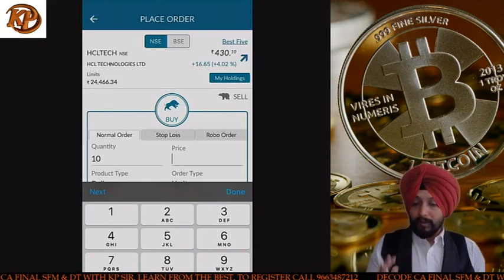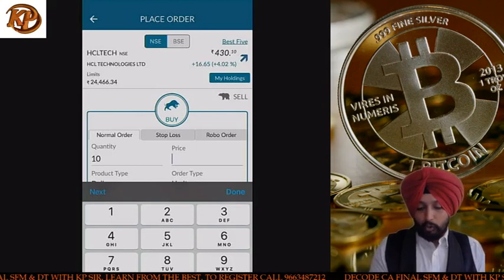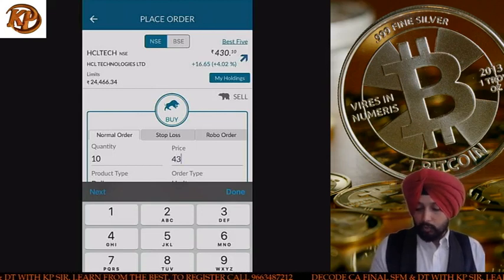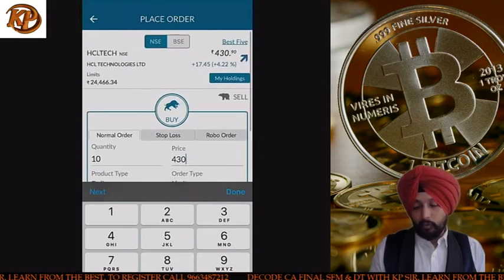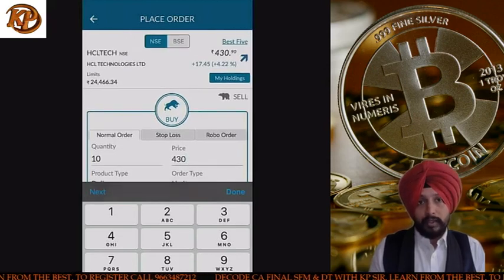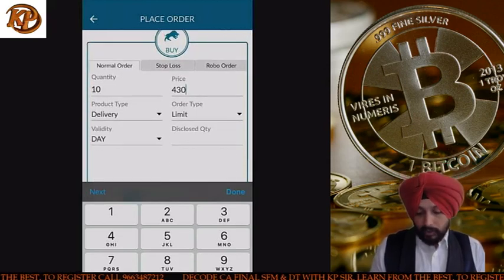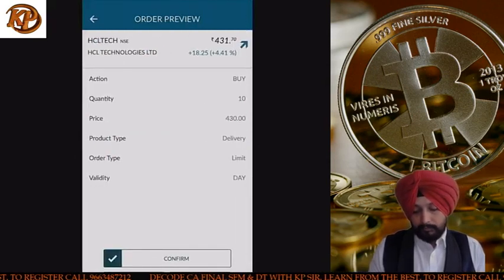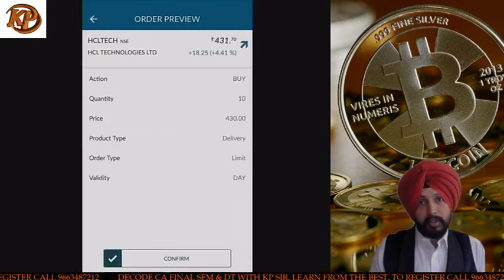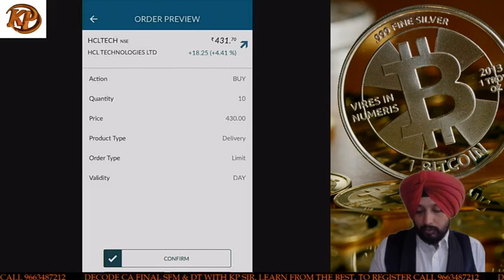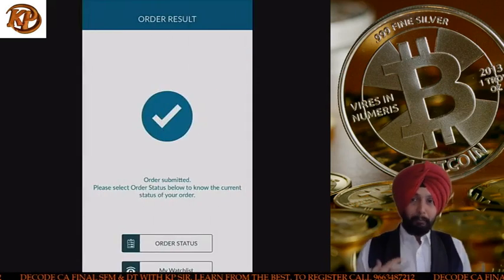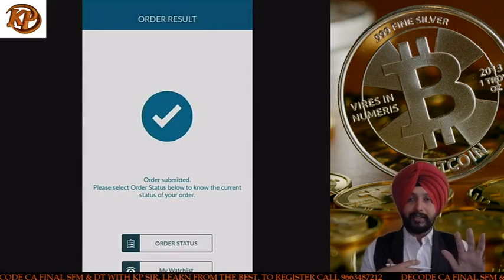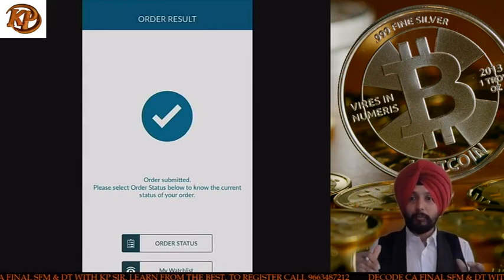So for a limit order, I will put the price at which I want to buy. Let's say I put the price as 430. Although the seller is sitting at 430.90 now, I am putting the order at 430. Done, and I submit. Now the price has become 431.70. I put a buy order at 430, but the seller was sitting at 431.70.